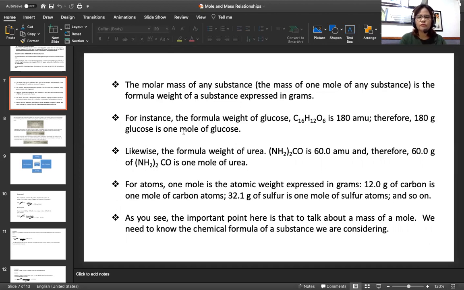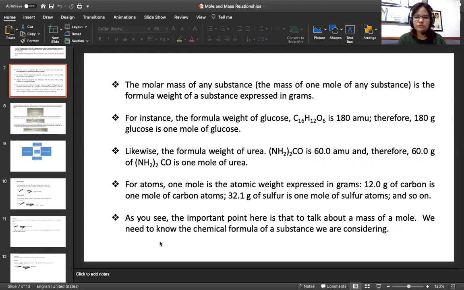Okay, same thing with the formula weight of urea. So ganito rin sa urea. Same procedure lang din. And therefore, that 60 atomic mass unit is equal to 60 grams, which is 1 mole of urea. Okay. So sa mga atoms, 1 mole is the atomic weight expressed in grams, like for carbon, which is an element, 1 mole of carbon is 12 grams. 32.1 grams of sulfur is also 1 mole of sulfur atoms and so on. So this is applicable to all elements found in the periodic table.